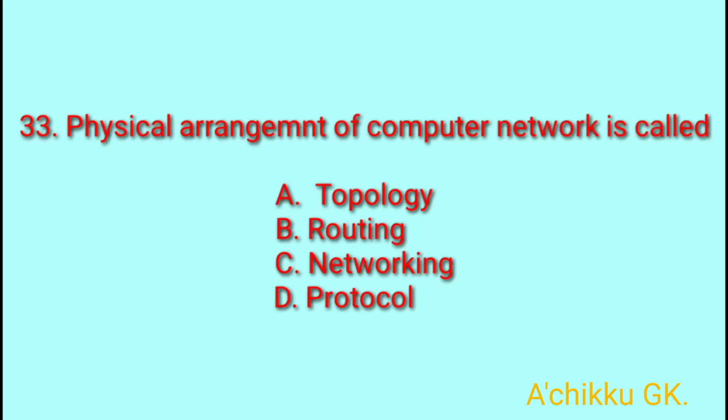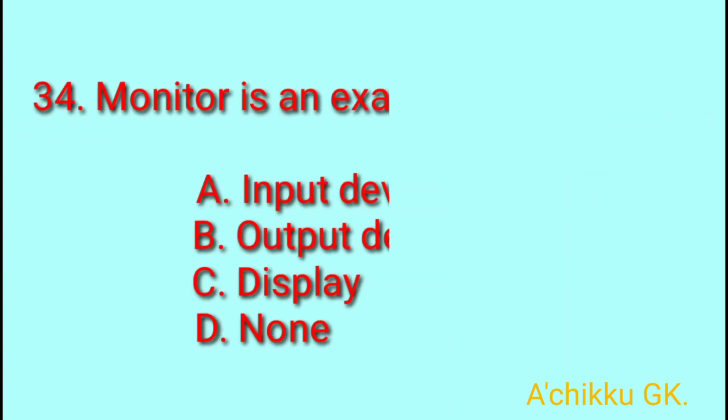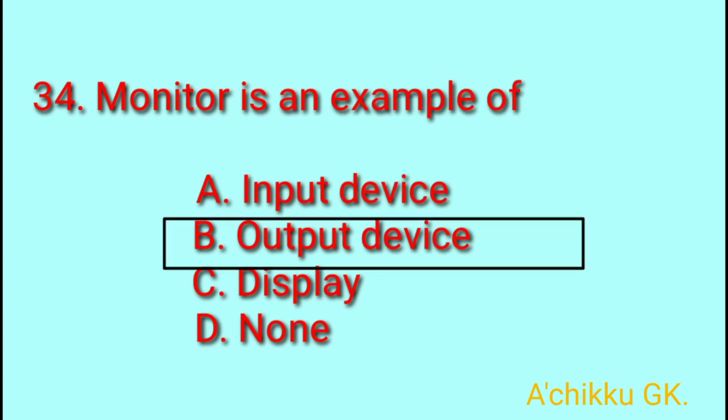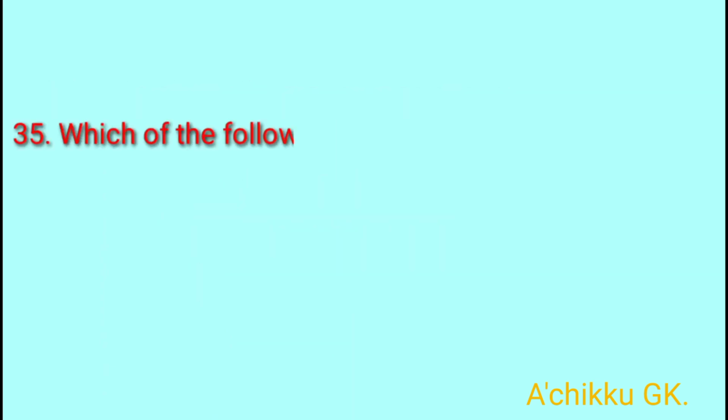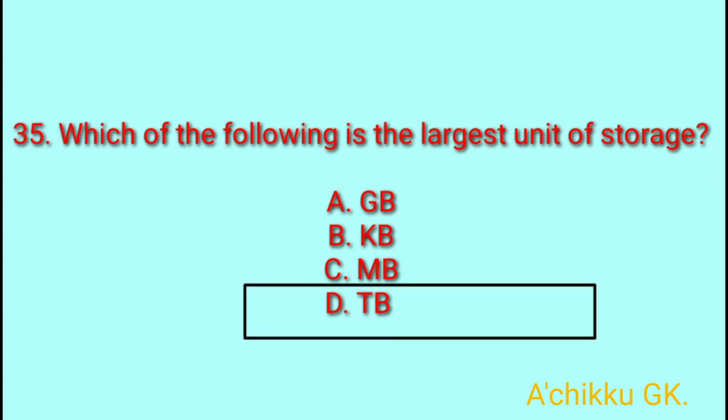Physical arrangement of computer network is called? Correct answer A. Topology. Monitor is an example of? Right answer B. Output. Which of the following is the largest unit of storage? Right answer D. TB.